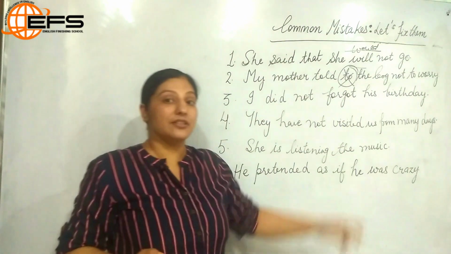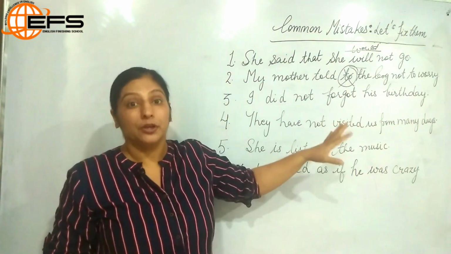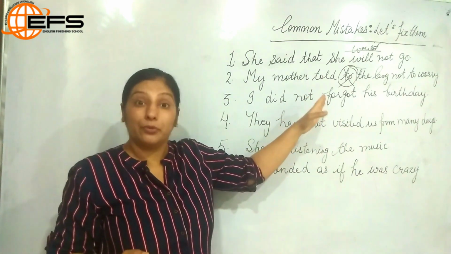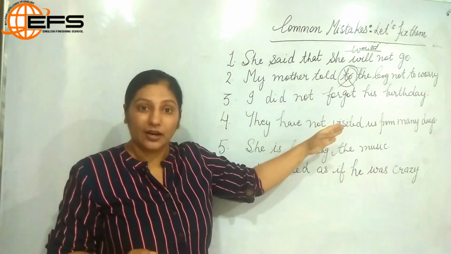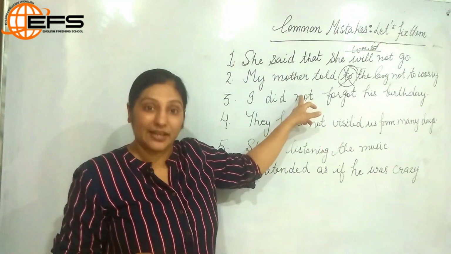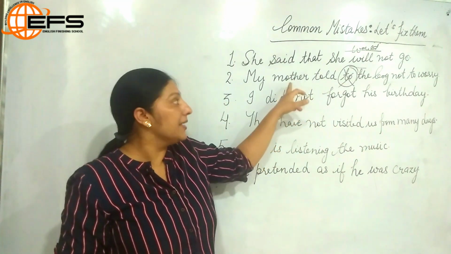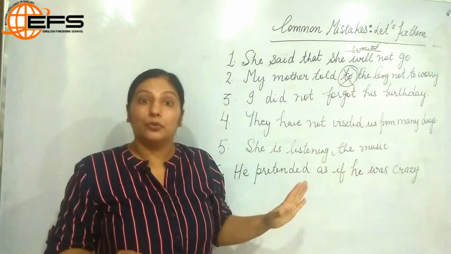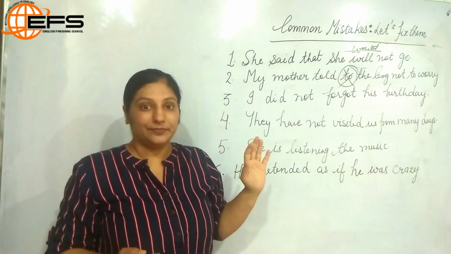Because whenever we say told, we never put to. We always put to with said. My mother said to the boy, comma, inverted comma start, do not worry. But this again is an example of indirect speech. So we would say, my mother told the boy not to worry. To will not come with told in indirect speech.